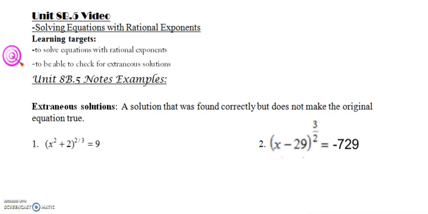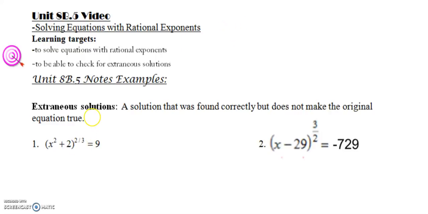Hello everyone, and welcome to the Solving Equations with Rational or Fractional Exponents video. This is something you may have seen before, but is definitely one that I think could use a little bit of review.